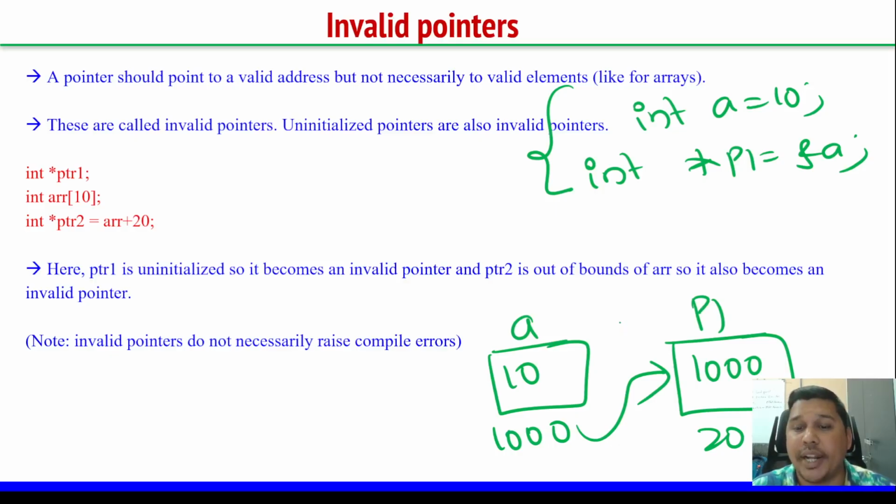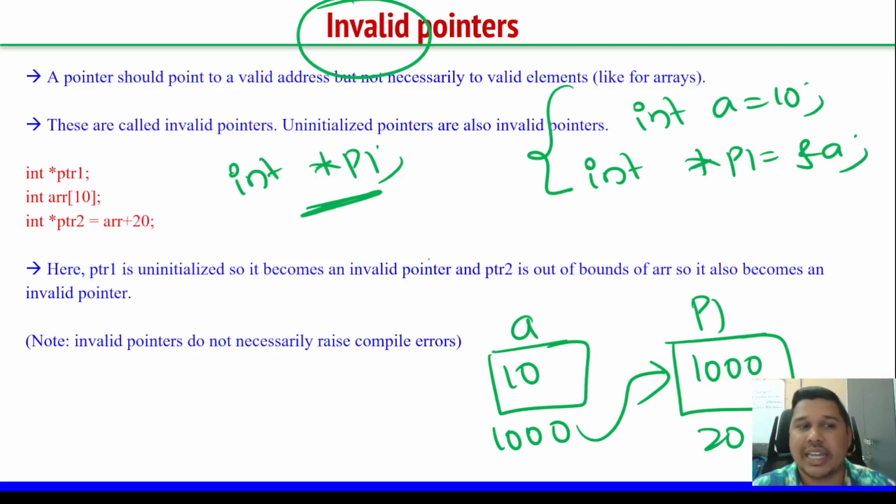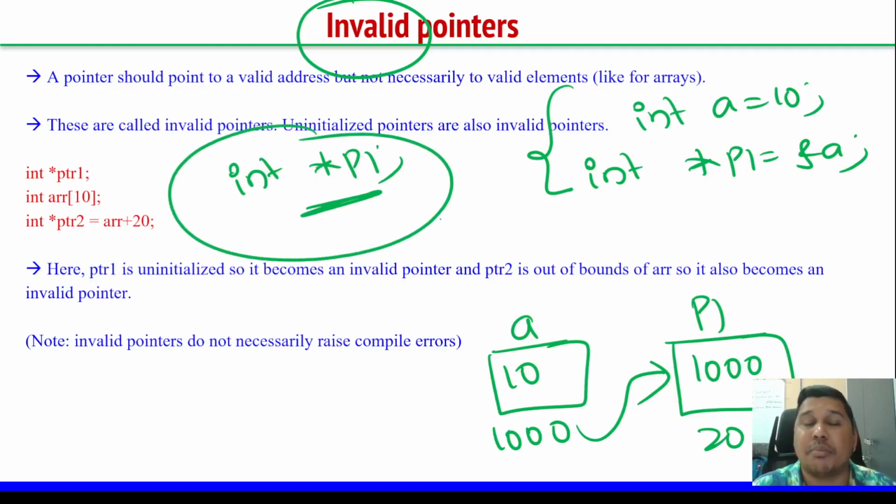What are invalid pointers? Pointers which are created as int star p1, but no address is assigned to them. Those kinds of pointers can be treated as invalid pointers. Case number 1: you can have some uninitialized pointers. They were created as int star p1, char star p2 and so on, but they were not assigned any address. Those kinds of pointers can be considered invalid pointers.